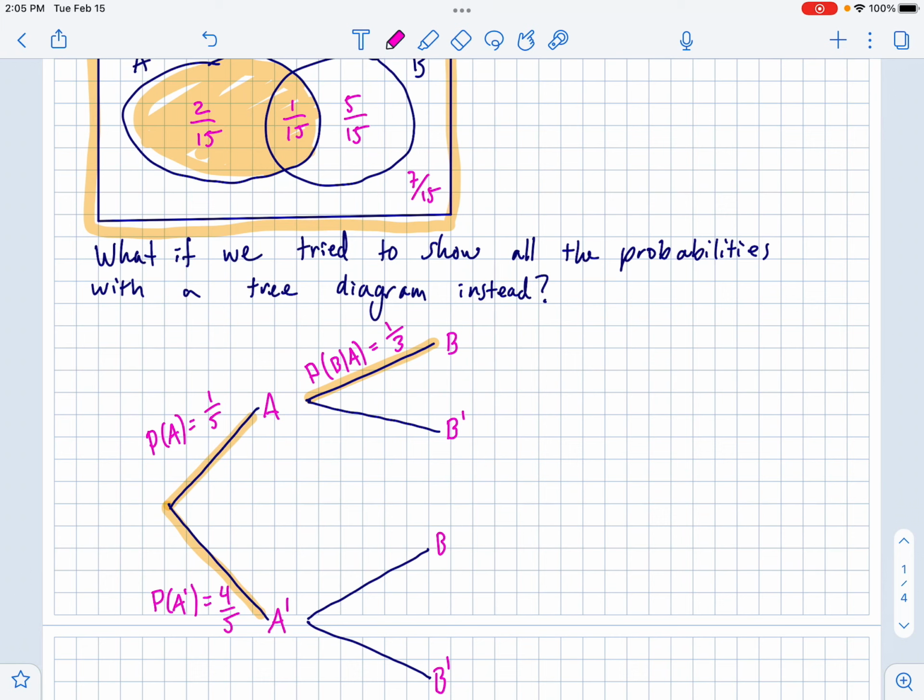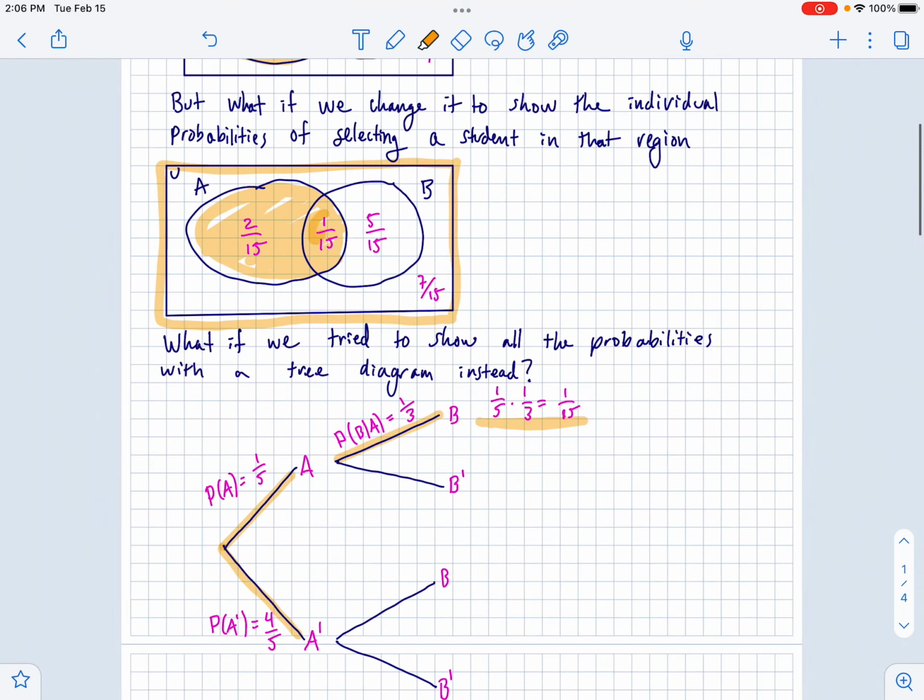Now, the probability that somebody takes art and bio would be this section right here. It would be this end of the tree diagram where you're going to multiply 1/5 and 1/3 together to get 1/15. Which makes sense because this section right here of somebody taking both art and bio is 1/15.